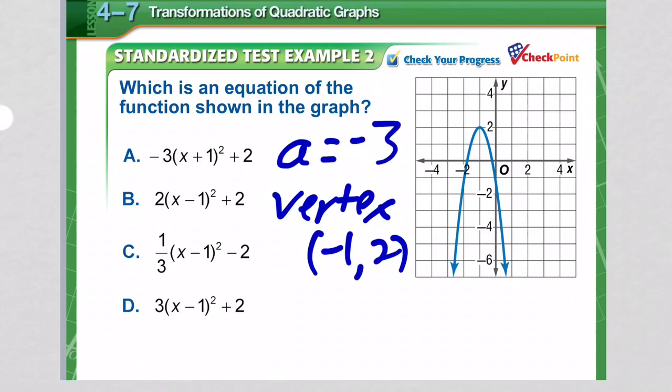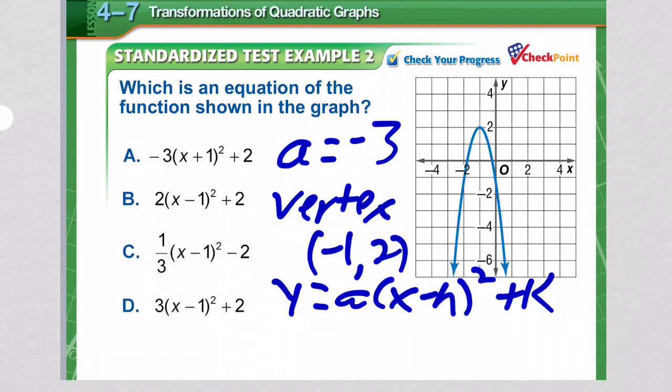So when I put the vertex and the slope into the equation, so into the form y equals a times (x minus h) all squared plus k, my a is -3. So if you see, a has the -3 there. Yes, I had a vertex of (-1, +2), but remember when I put that -1 in place of the h, it's a -1, which makes it a +1, and then +2. So my answer here for the proper equation would be A.